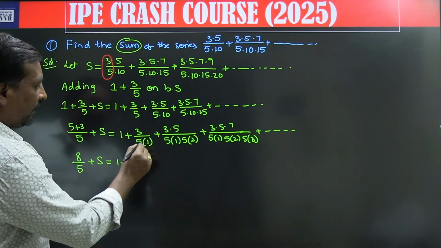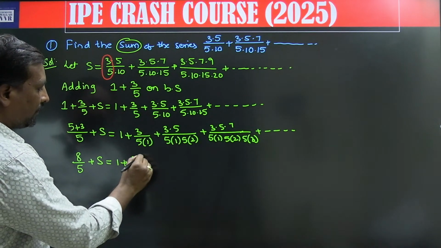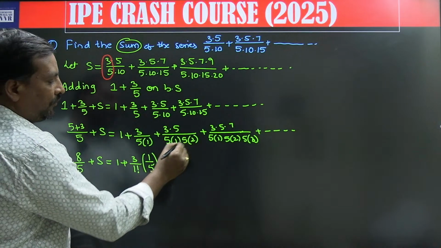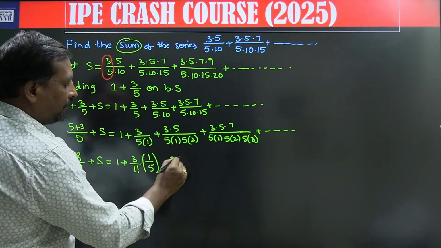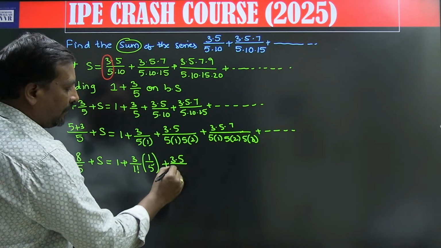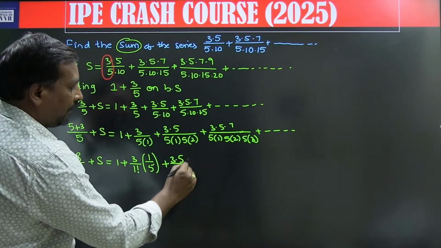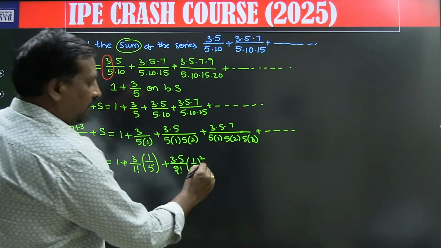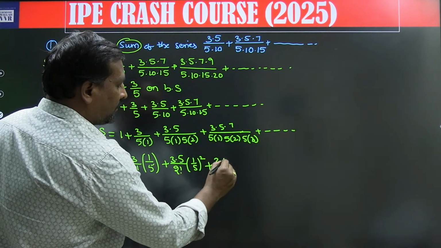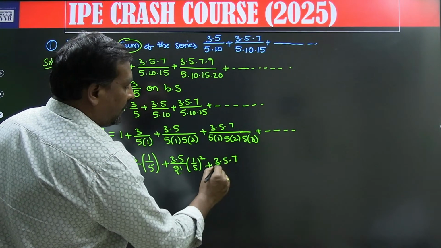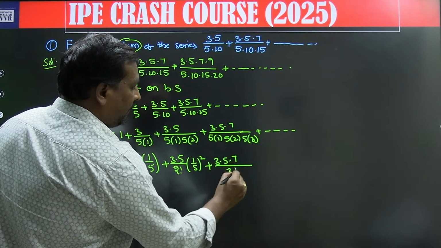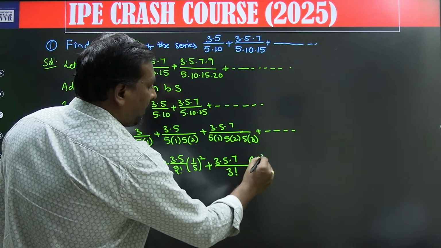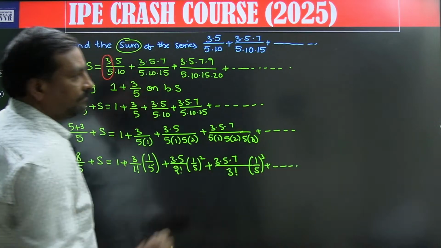1 plus 1 can be written as 1 factorial into 1 by 5, then 1 into 2 by this value, which is 2 factorial into (1 by 5) whole square. This value is also 3 into 5 into 7 by 3 factorial into (1 by 5) whole cube plus and so on.